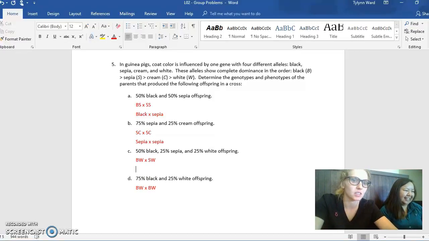And so then C, 50% black, so we know we have to have B, 25% sepia and 25% white. So it would be BW times SW, and that would look like a black and a sepia. Just based on dominance. And then 75% black, 25% white, so it would be black and black. But it would be heterozygous for each of those, so it would look like BW times BW. Okay, I can see that one. Yes.